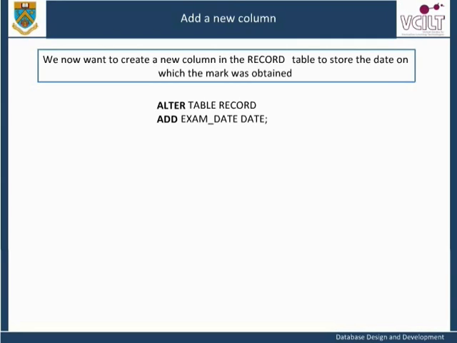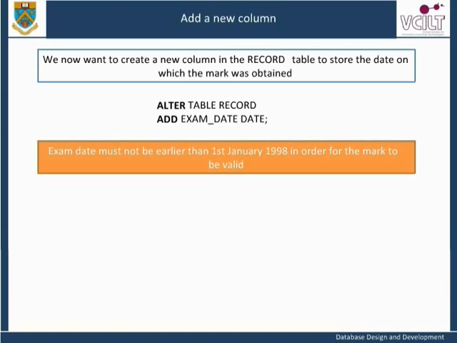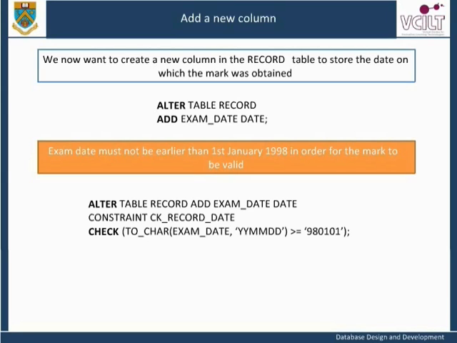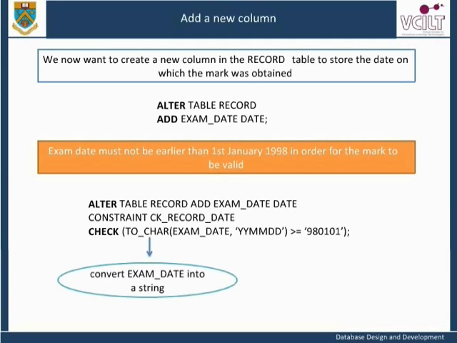If there is an application requirement stating that the exam date must not be earlier than the 1st of January, 1998, in order for the mark to be valid, we can include a check constraint as well when creating the new column. In this case, the following SQL statement is used instead of the previous one. The constraint is given a name, ck_record_date. The system function to_char is used to convert exam_date into a string so that it can be compared with 980101, representing the 1st of January, 1998. Other constraints can be specified in the column constraint clause in a similar way.